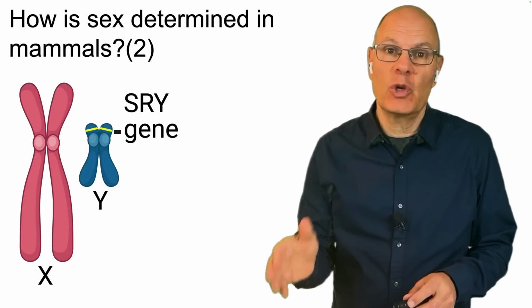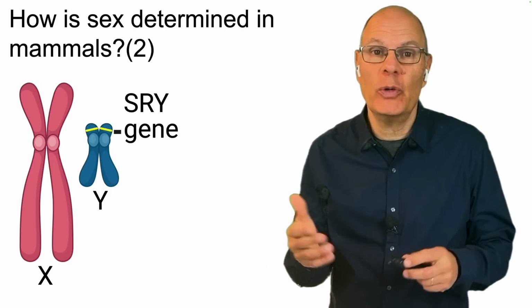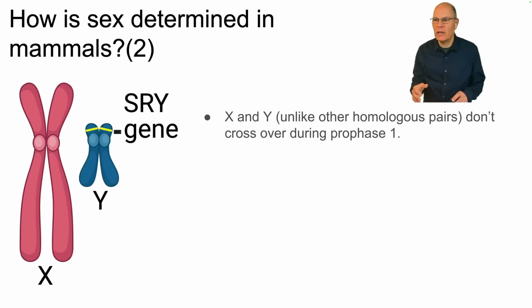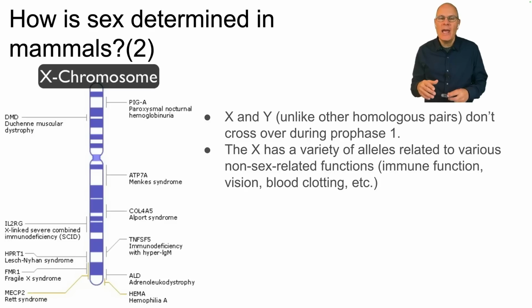Unlike the autosomes, chromosome pairs 1 through 22 in humans, the X and the Y are quite different from one another. For one thing, unlike those homologous pairs, they don't cross over and swap pieces of DNA. The X is a normal chromosome. It has a variety of alleles related to various non-sex-related functions. That includes immune function, vision, blood clotting, and so on.